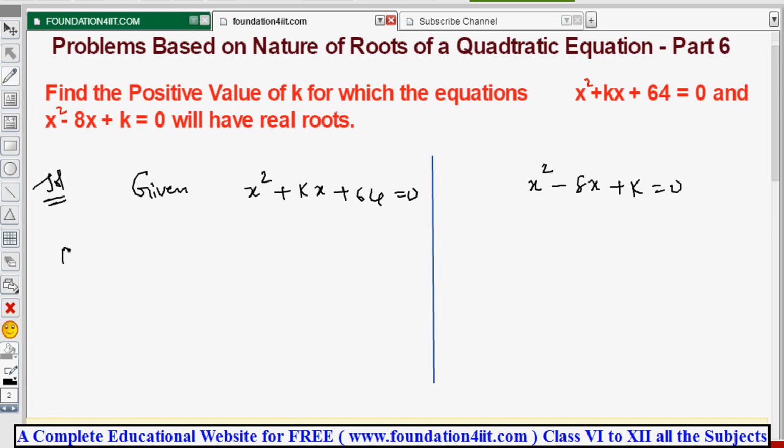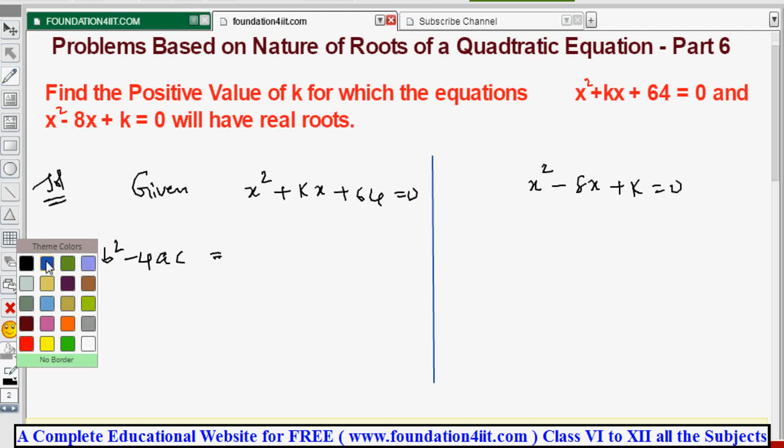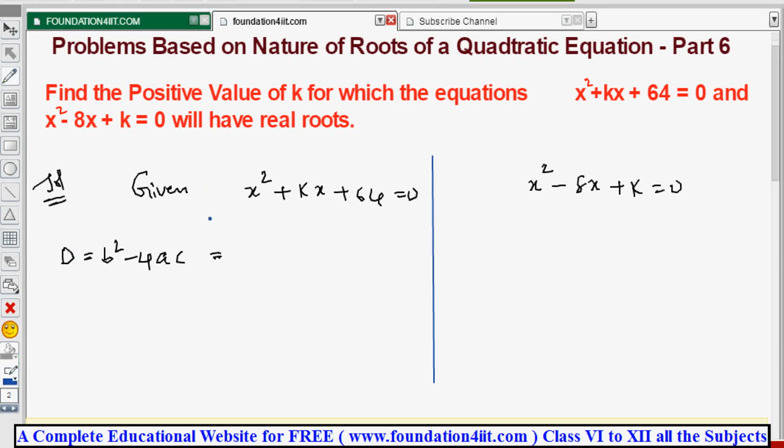So in this case, D is equal to b square minus 4ac. Whenever they say real roots, that means the discriminant is greater than or equal to 0. Now, if you observe the terms, here a is equal to 1, b is equal to k, and c is equal to 64. These are the x square coefficient, x coefficient, and constant.